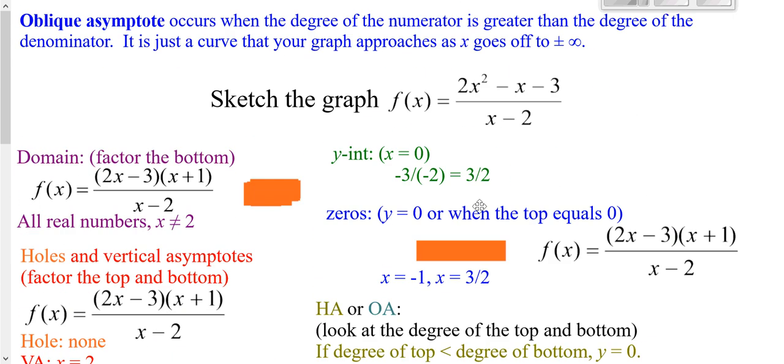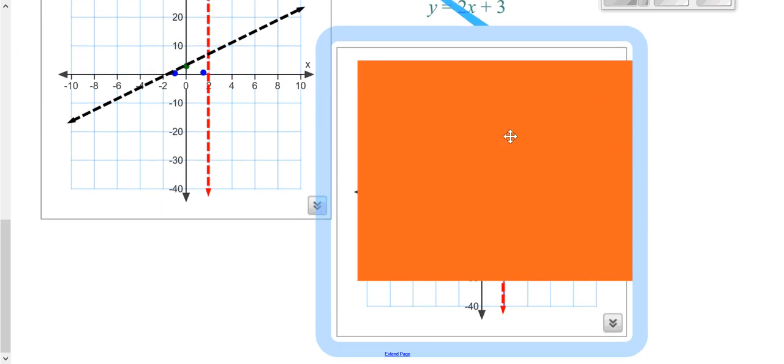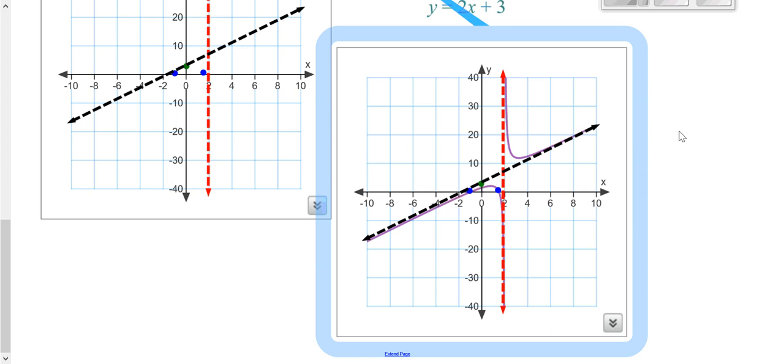Now you want to go up here, put this in your y equals, put the whole top in parentheses, put the whole bottom in parentheses. You can always hit second graph to get your table, to get accurate points. But when you do that, you end up with this shape in purple.